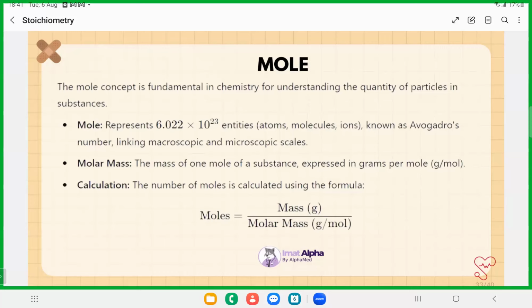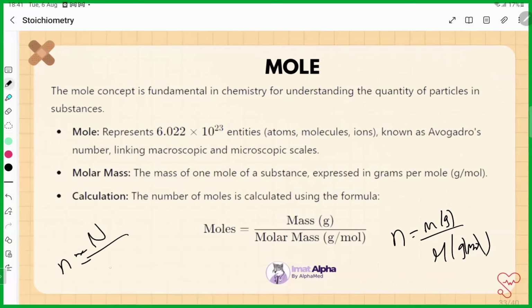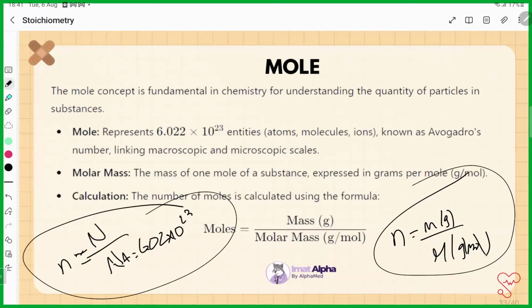So the formulas that you must know for the IMAT are: number of moles equals mass in grams over the molar mass in grams per mole. Another one you should know: number of moles equals number of molecules over Avogadro's number, which is equal to 6.02 times 10 to the power 23. These are the only two basic formulas that you should know for the IMAT.